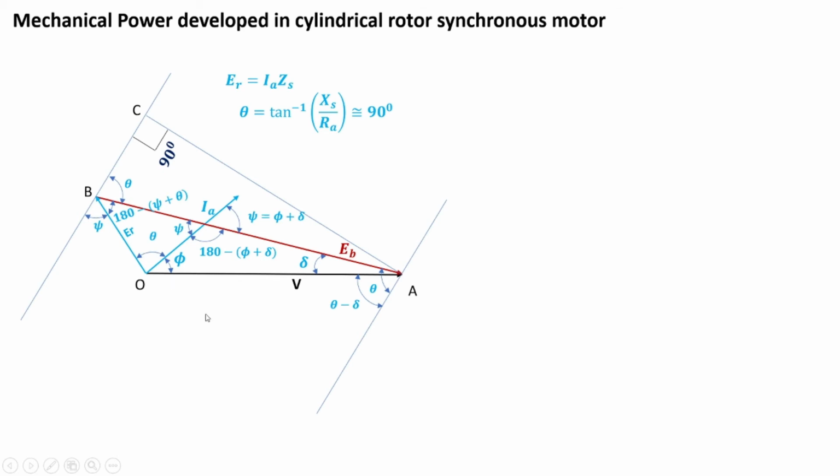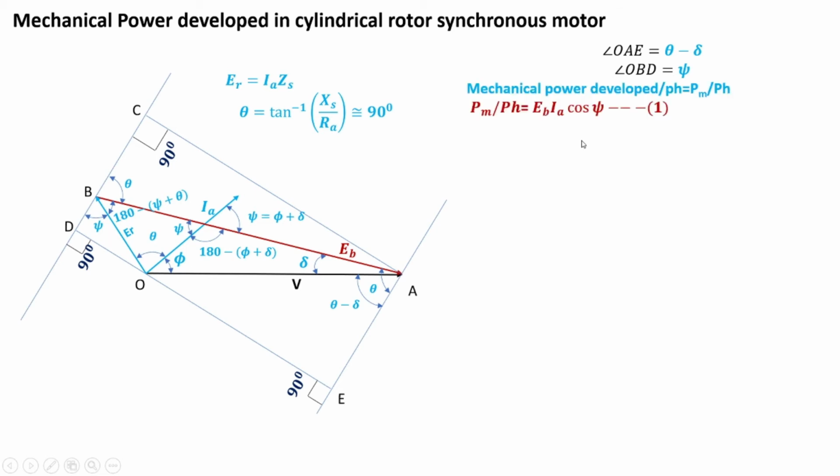Similar way we can draw a line which is passing through O, such that the angle which is created on this line is 90 degree. Say the meeting point in this line is E and in this line is D. The angle OAE is theta minus delta. Angle OBD is psi.